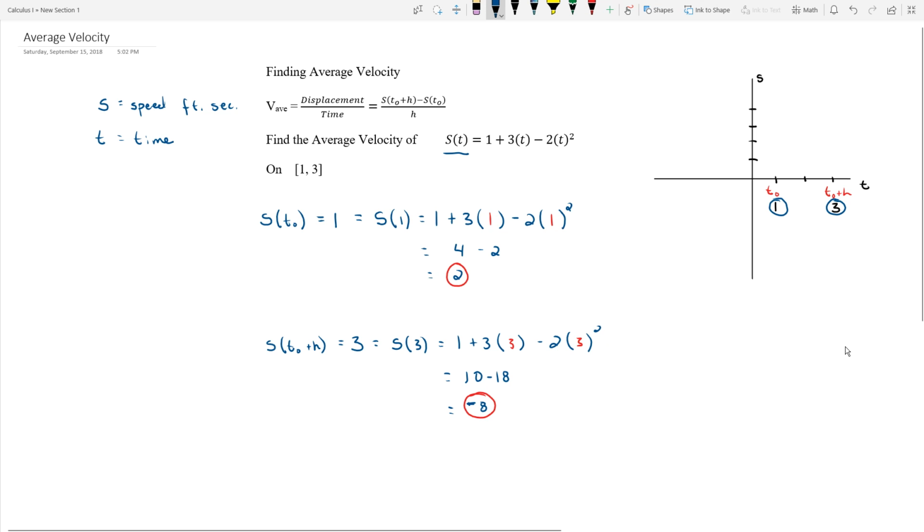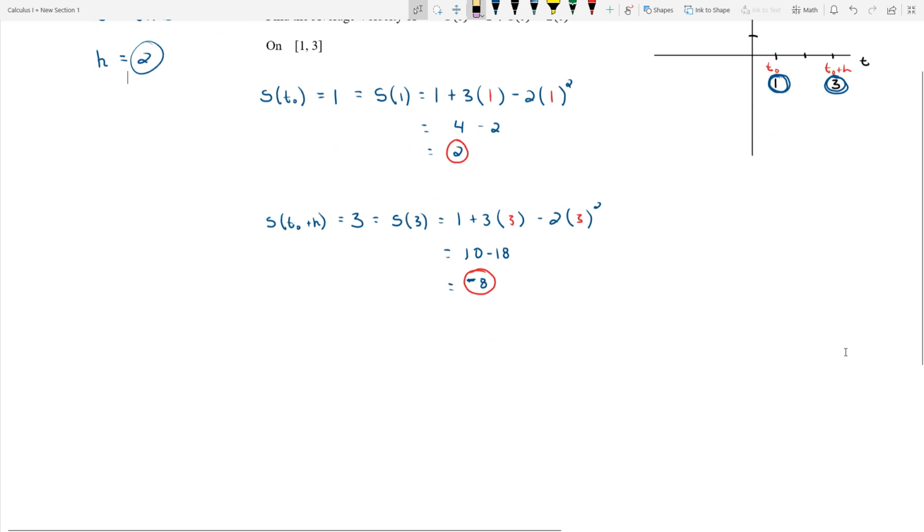Next, we want to find h, because we see that we're using this same formula, the difference quotient. So for h, we're going to determine that h is equal to our endpoint, 3, minus our starting point, which is 1. And we find that h is actually equal to 2 as well. So we can say that h is 2. Now that we have that, we can plug all of our values in, and we can find that average velocity for this object.